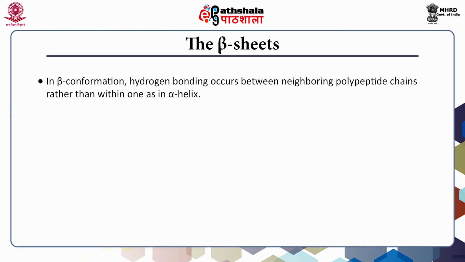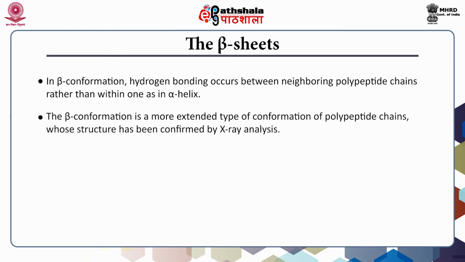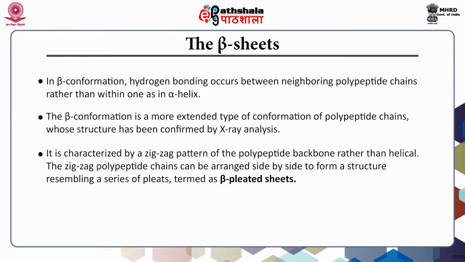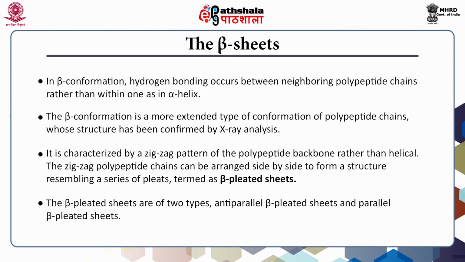In beta conformation, hydrogen bonding occurs between neighboring polypeptide chains rather than within one, as in the case of the alpha helix. The beta conformation is a more extended type of conformation of polypeptide chains whose structure has been confirmed by X-ray analysis. It is characterized by a zigzag pattern of the polypeptide backbone rather than helical. The zigzag polypeptide chains can be arranged side by side to form a structure resembling a series of pleats, termed beta pleated sheets. The beta pleated sheets are of two types: anti-parallel beta pleated sheets and parallel beta pleated sheets.